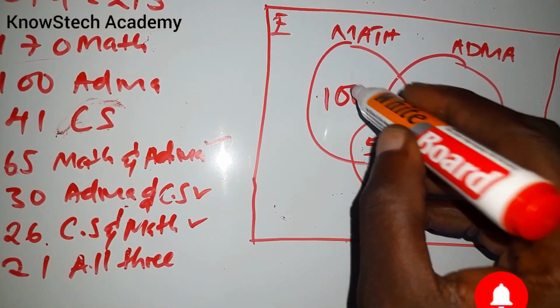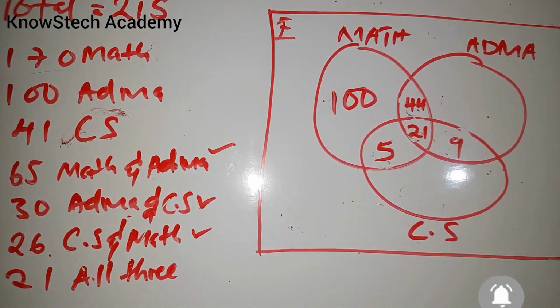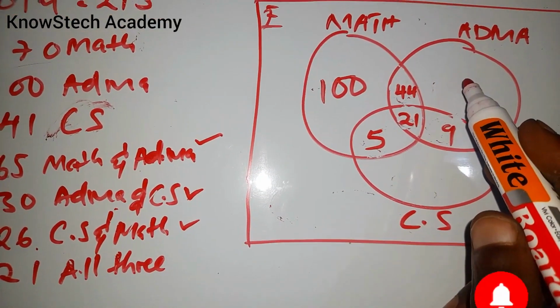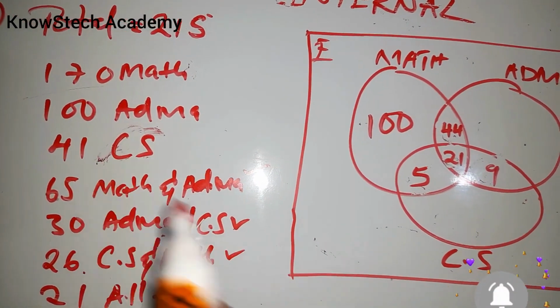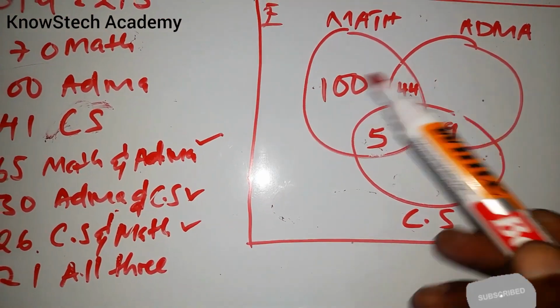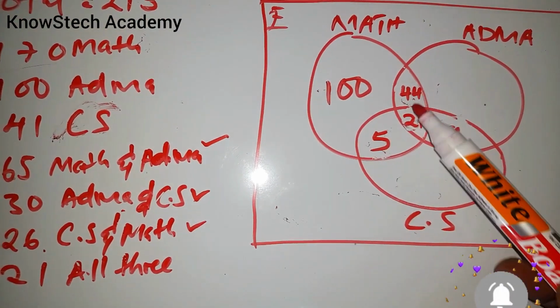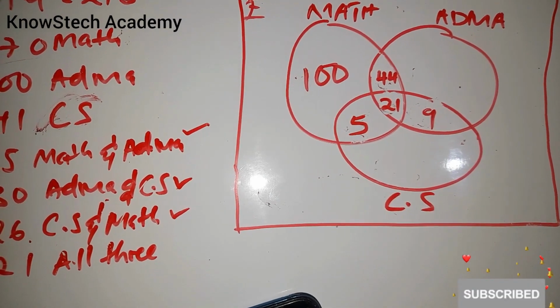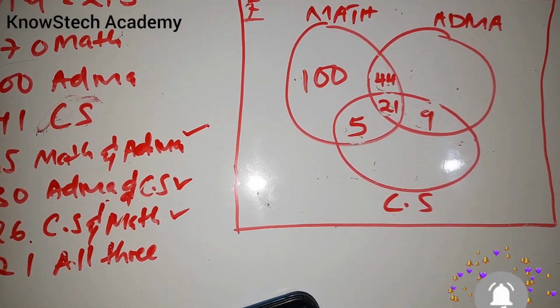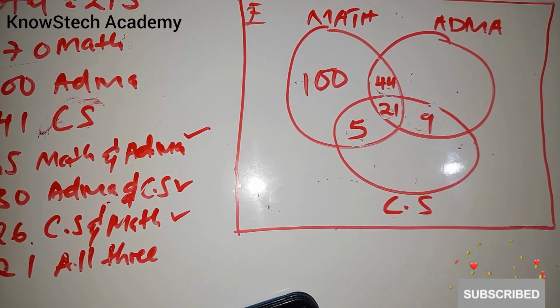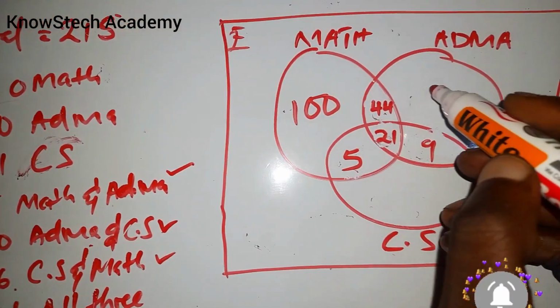So we're going to write 100 here. Okay, then those who taught ADMA were 100. So we're going to do the same. We're going to subtract 100 minus 44, 21 and 9. So 100 minus 44 minus 21, which is just 35.